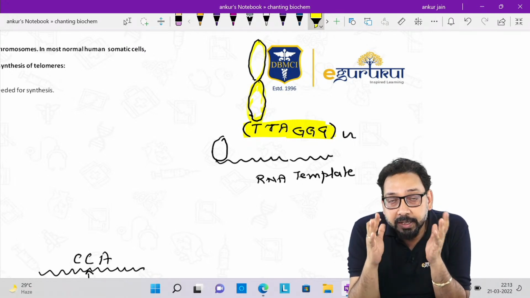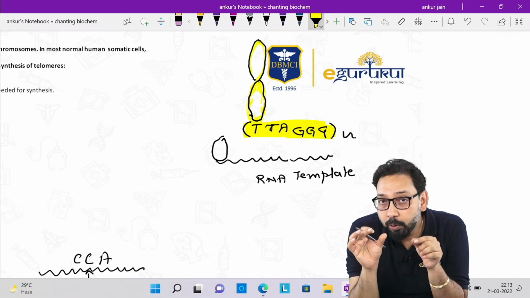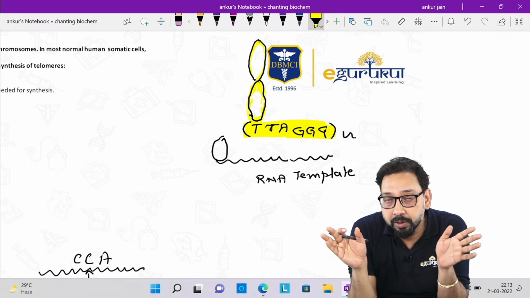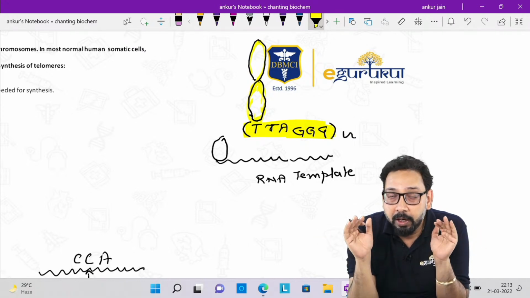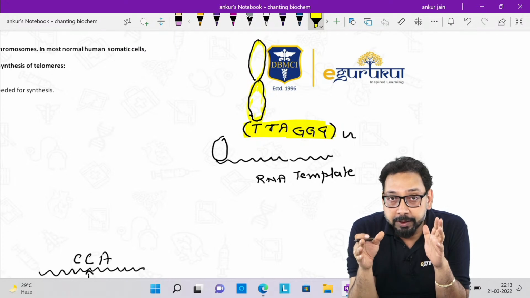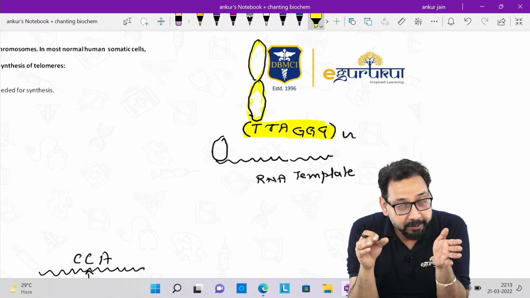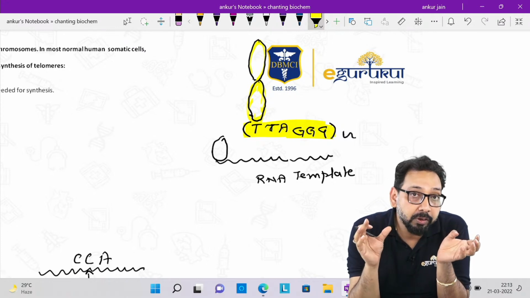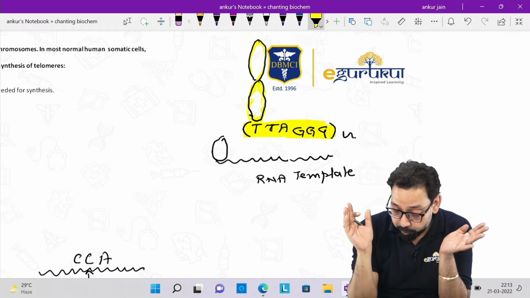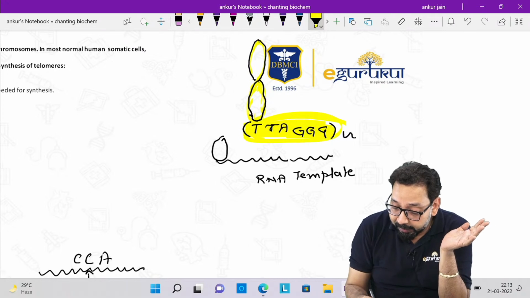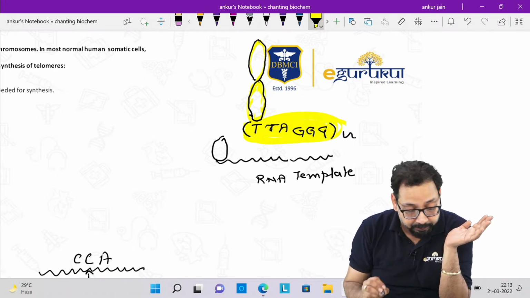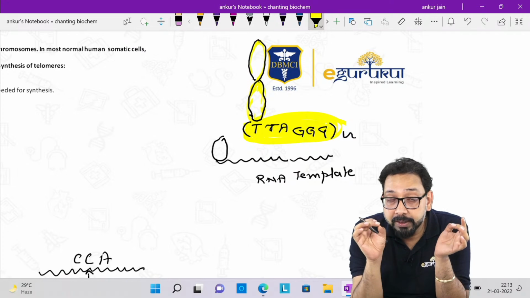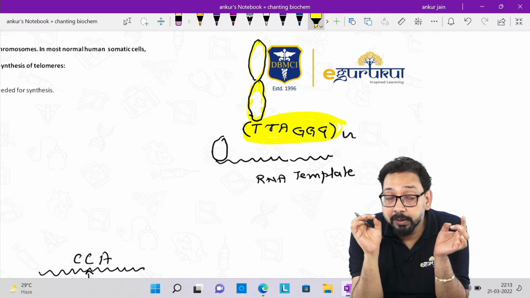After each cell division, a small portion of DNA is lost. What I said, after each replication or after each cell division, a small portion of DNA is lost, and the lost portion is telomere. So the number of telomere decides the number of divisions.